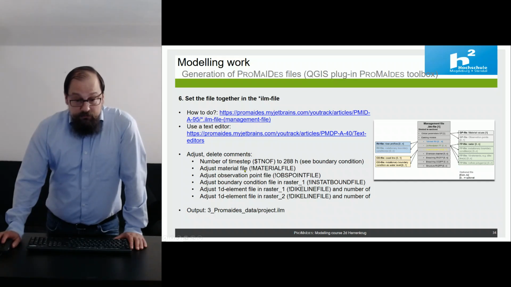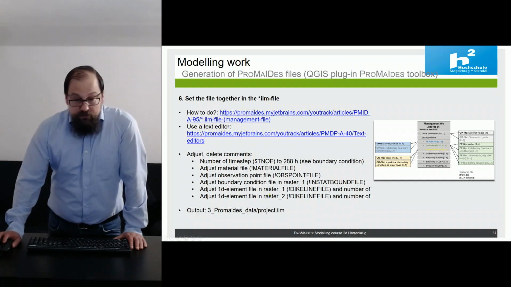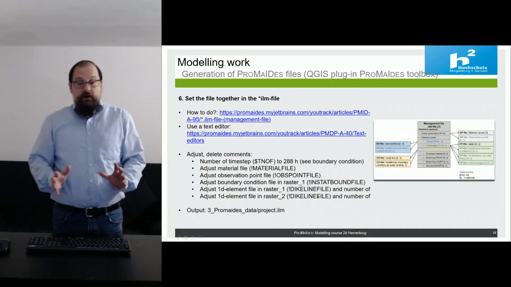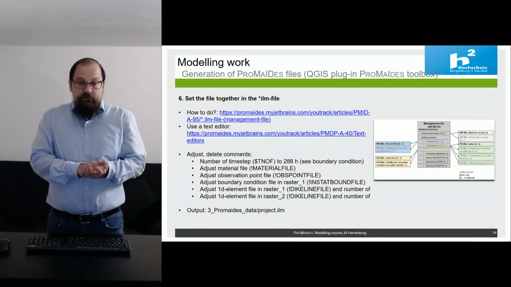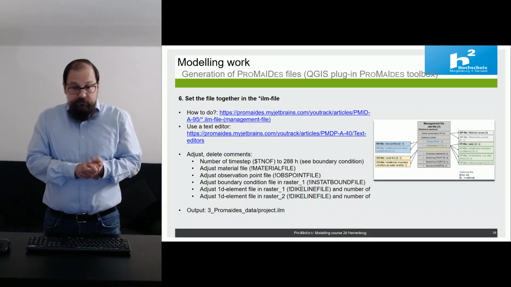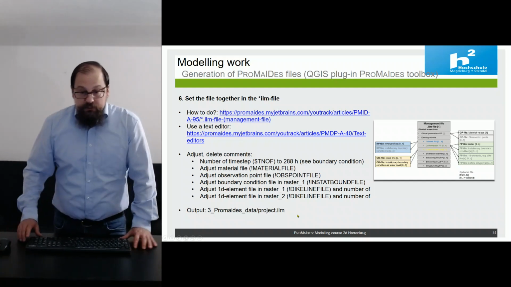We have to adjust the material file. So we have to say where is the material file. We have to adjust the observation point file in the ELM file. Where is the observation point file? The link or the path to the observation point file. We have to adjust the boundary condition file in raster 1. So where is the instationary boundary file? And we have to adjust the 1D element file in raster 1 and 2. So the guideline file, there we have also to set the path. In general, if you have it in one folder, it is just / and the name of the data file. And the output is also given, finished output in 3 ProMaIDes data project ELM.